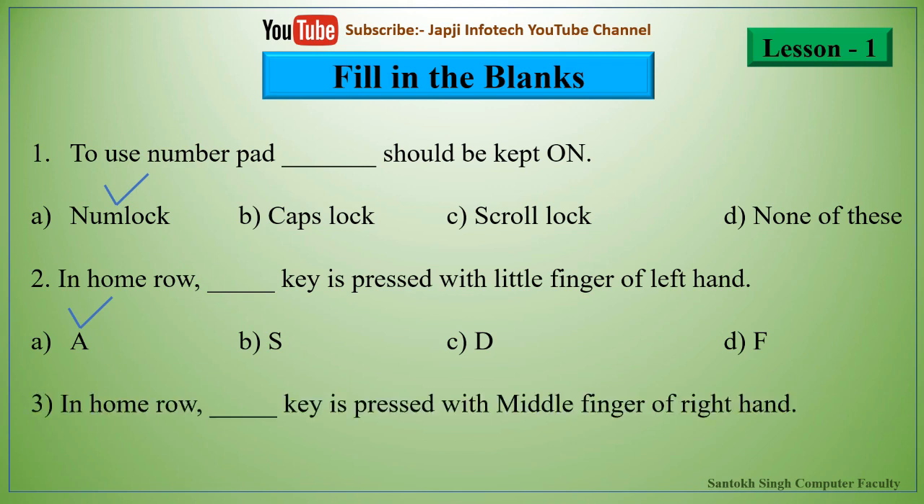So our third fill in the blank is: in home row, dash key is pressed with middle finger of right hand. So the options are J, K, L or semicolon. So the right answer is: in home row, K key is pressed with the middle finger of right hand.